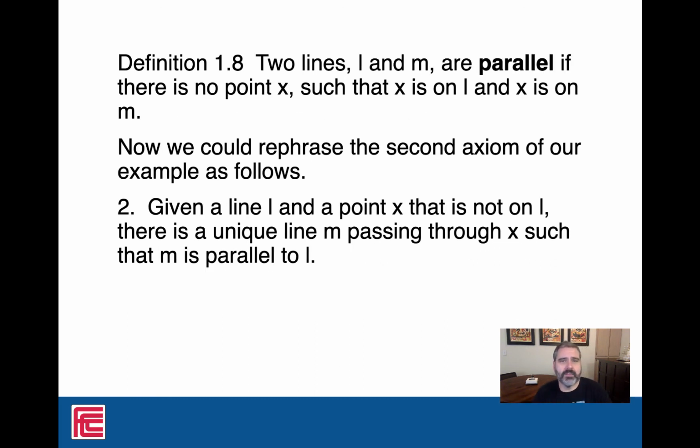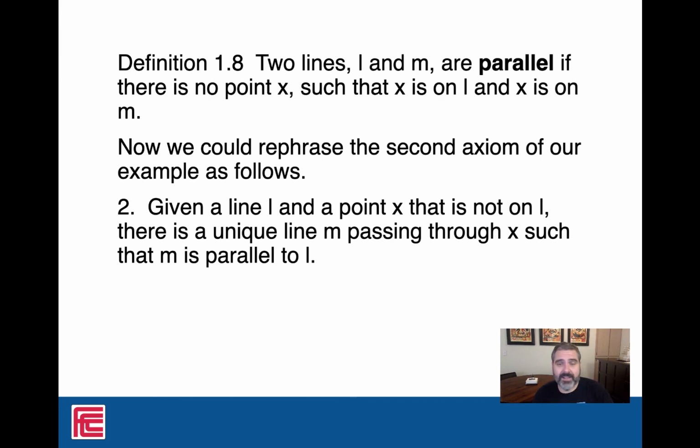I'll create another definition. Two lines L and M are parallel if there is no point x such that x is on L and x is on M. Sorry, for two lines L and M, they're parallel if there's no point x. They don't share any points, right?